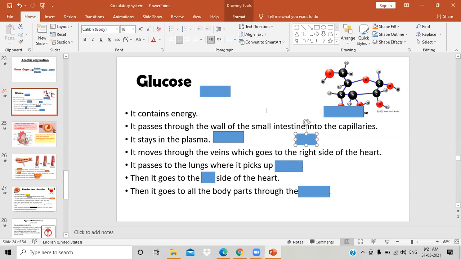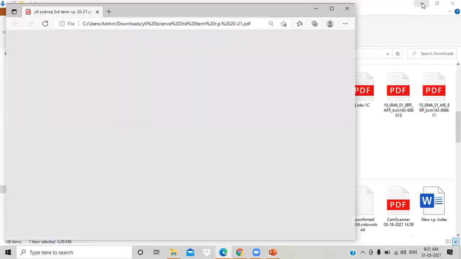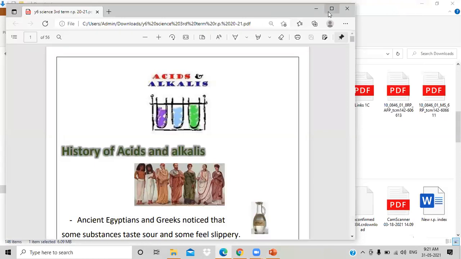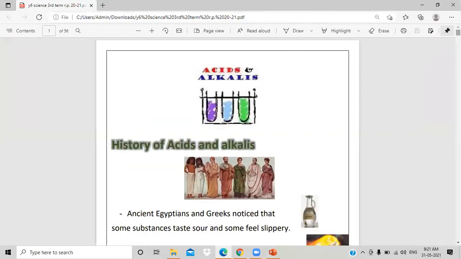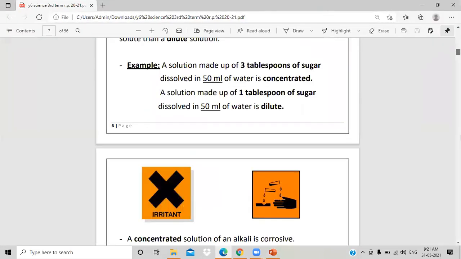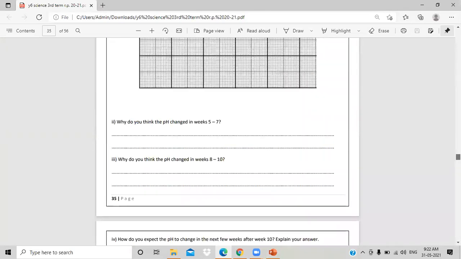Okay, now we are done. We're finished. I want you to open your resource packs, please. We have like 2 pages missing, or 3, I think. We're going to finish them quickly and we're done.